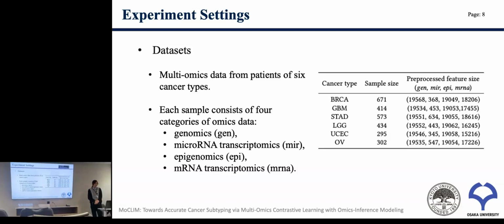About the experiment settings, in this work we use datasets from 6 different cancer types. Each of them consists of 4 different categories of omics data: the genomics, the epigenomics, the microRNA, and the mRNA transcriptomics. As we can see here, for each dataset we have only a few samples, but for all of them the feature size is huge.